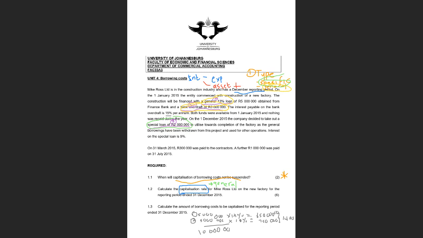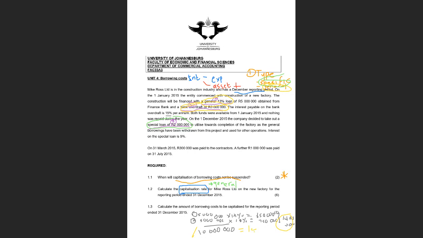And then to calculate the capitalization rate, what you would do is you would take your interest of 1.4 million and divide it by the 10 million. So you take your total interest divided by your total loans that you obtained, and then obviously you multiply it by 100, and that will give you your rate. In this case, the rate is 14%.